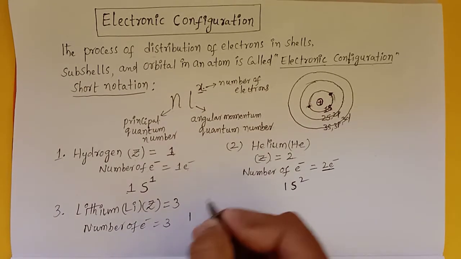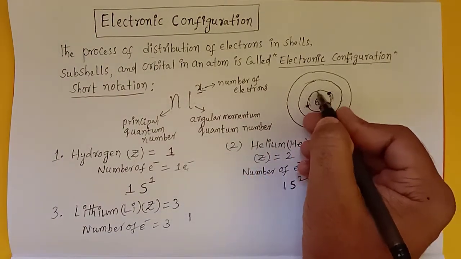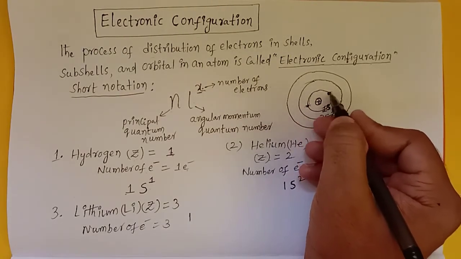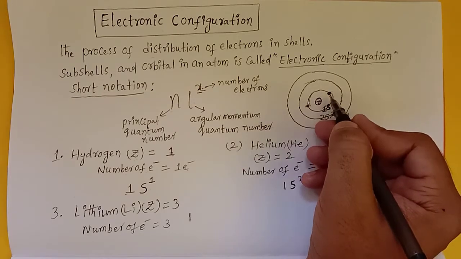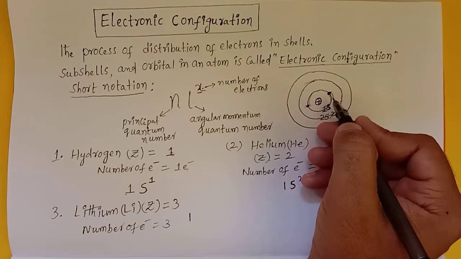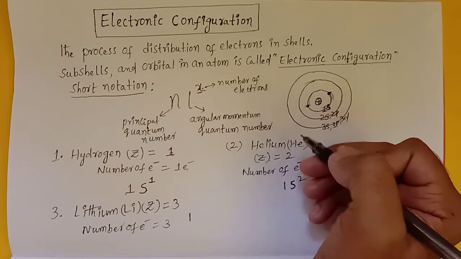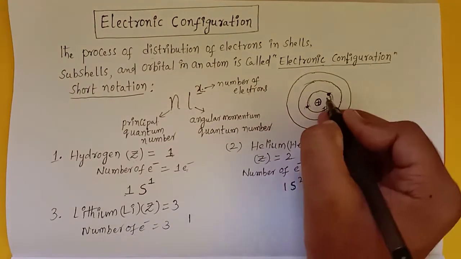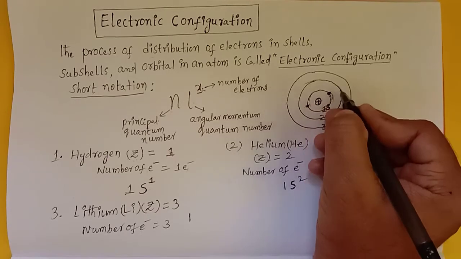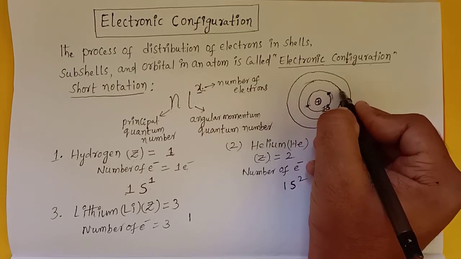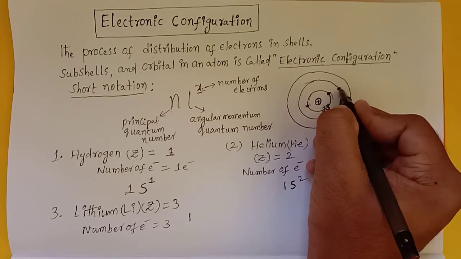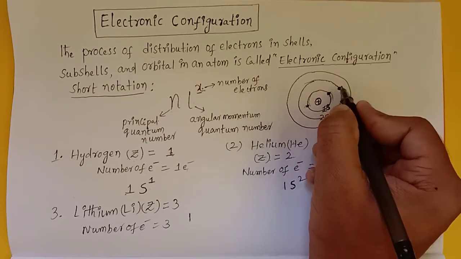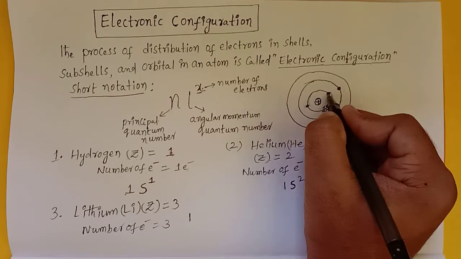Observe here, 3 electrons means maximum 2 electrons we can fill in the first orbit. So maximum 2 electrons మనం fill చేయగలుగుతాం. That is the duplet rule. Already we have studied in the 9th class. So observe here, how many electrons present in lithium? 3 electrons. So the first orbit is completely filled. Next we have to take one more electron in the second orbit. 1 electron is filled. Count the number of electrons: 1, 2, 3.